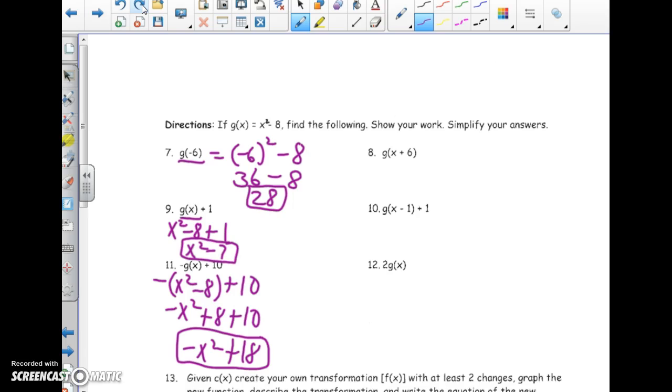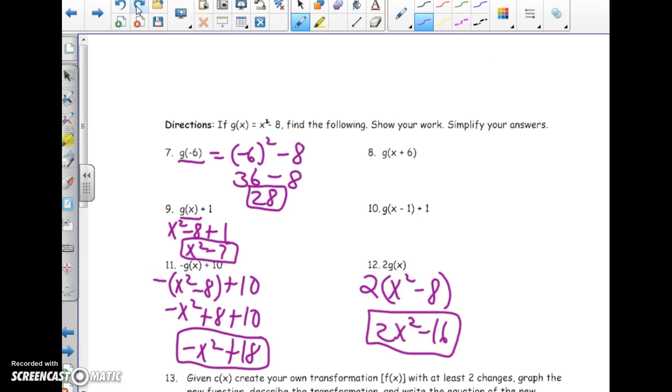Okay, let's go to number 12. Now I'm going to take 2 times g of x. Well, what's g of x? X squared minus 8. Look what I'm going to do: 2 times g of x, and that's x squared minus 8. Oh, I said 18, I'm sorry, it's 8. So what are you going to do? Distribute the 2. So what's your answer going to be? 2x squared minus 16. There you go. See how easy it is?